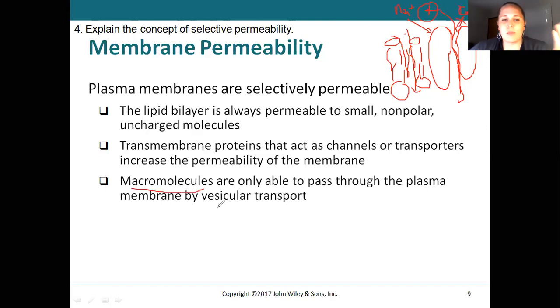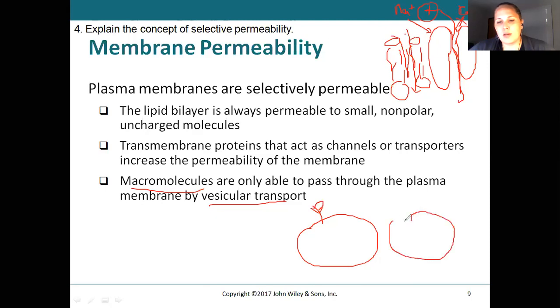Macromolecules can only pass through by vesicular transport. So with vesicular transport, if we have a receptor on the surface of the cell and some macromolecule comes and binds to it, that macromolecule gets slowly engulfed into the cell. You can see the cell creating a little mouth hole, and these are the steps in the process.